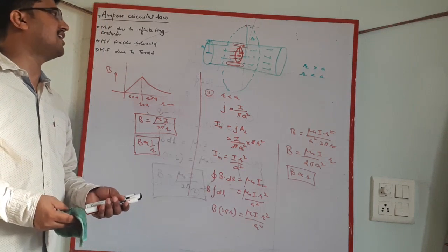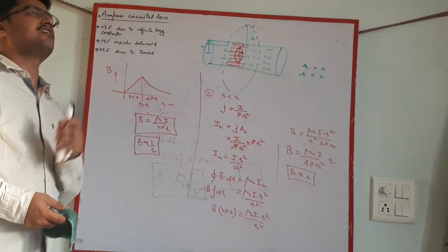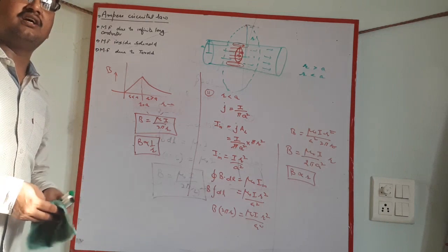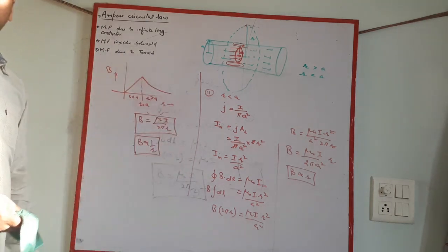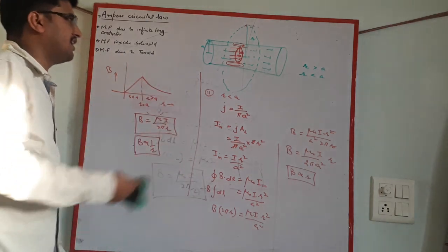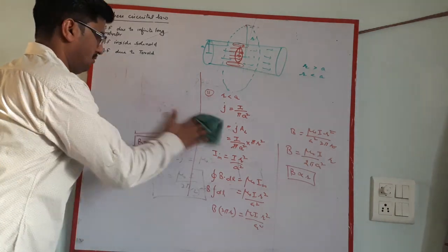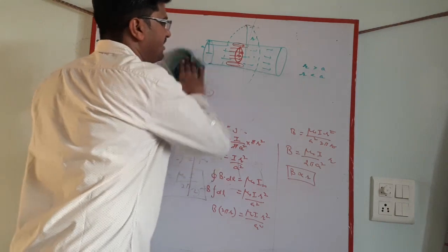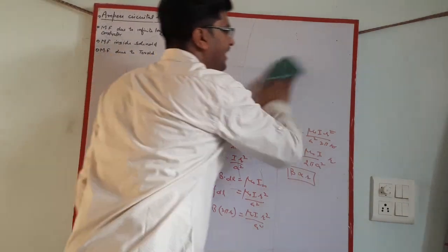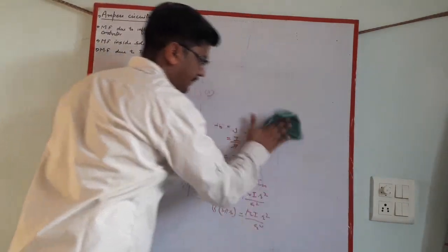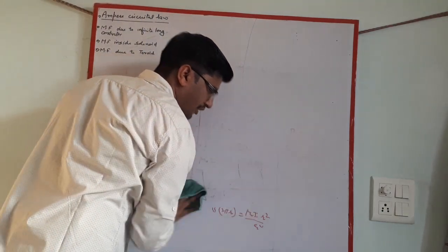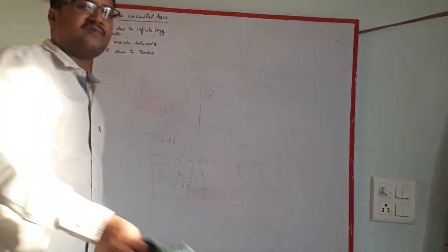This was the magnetic field due to an infinite long conductor, one application and the example or numerical relating to that problem. The second application is magnetic field inside a solenoid. So dear friend, first of all, what is a solenoid?